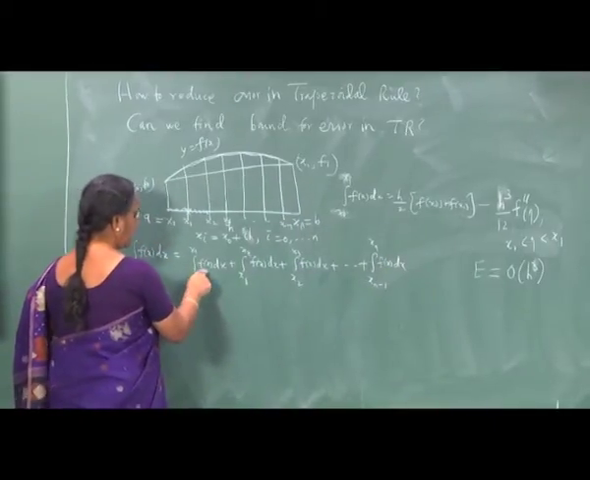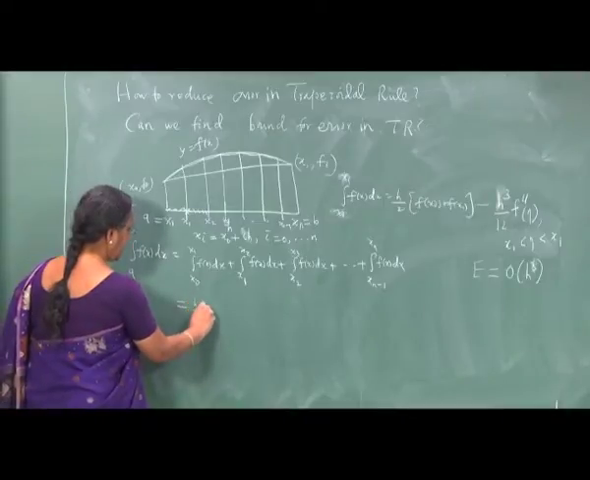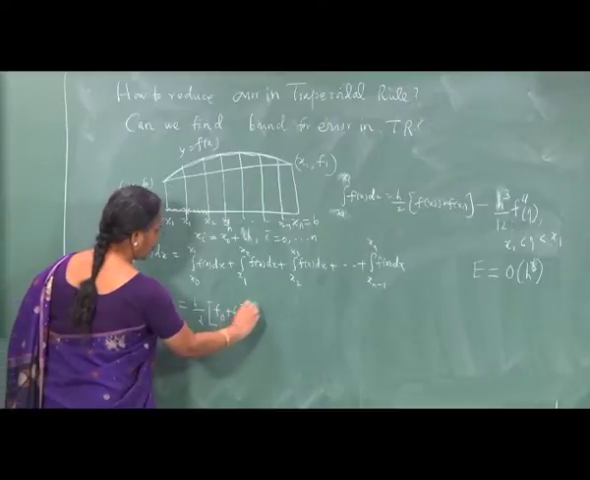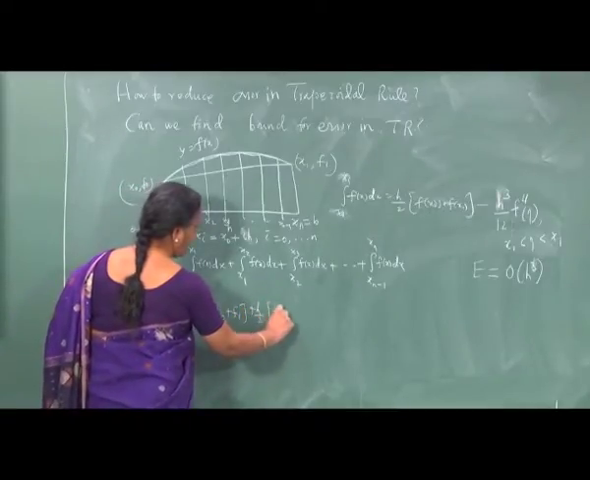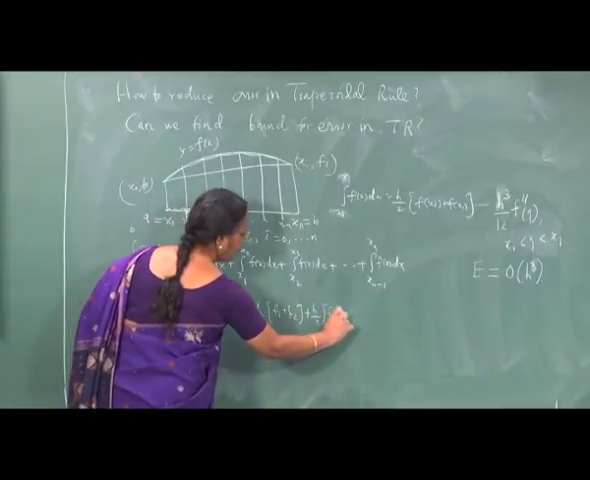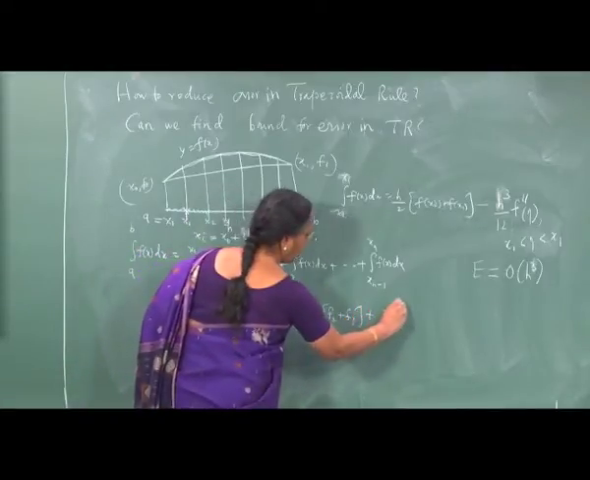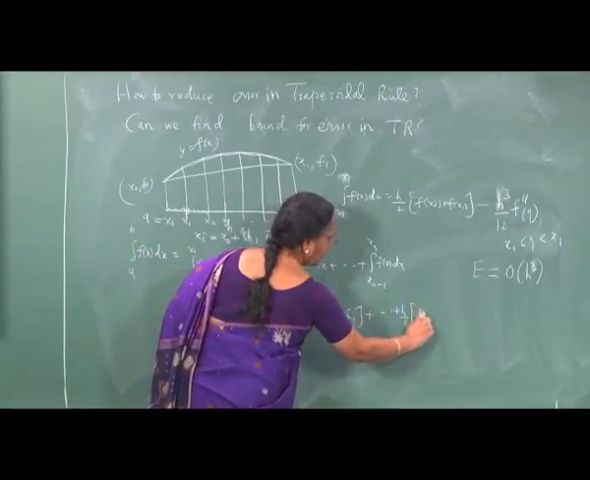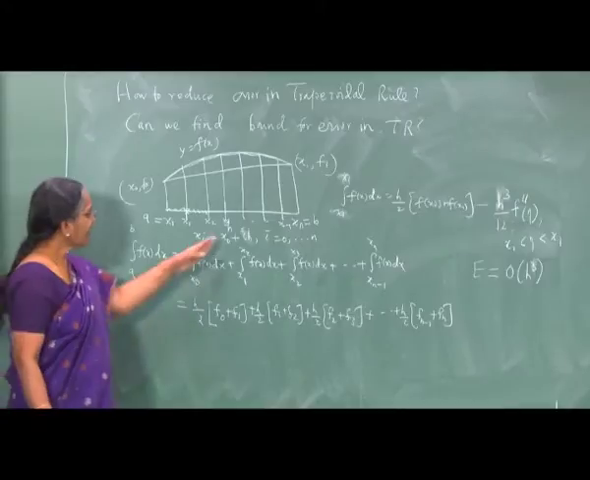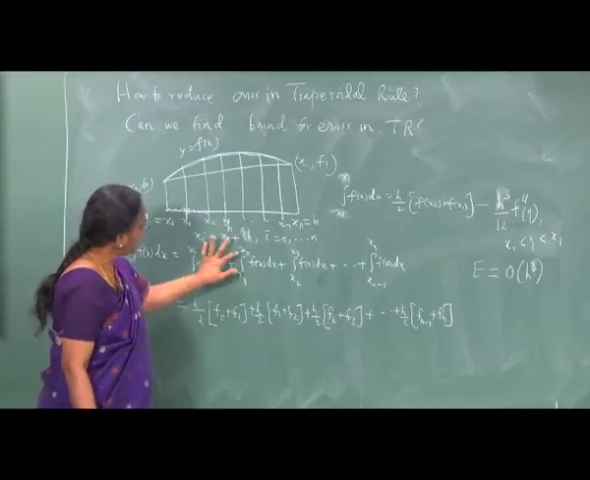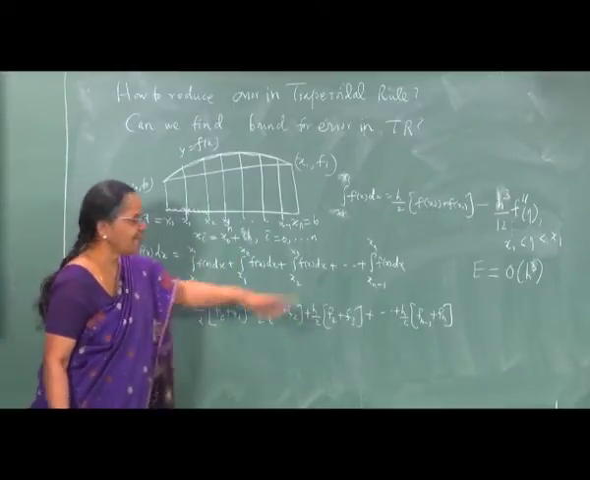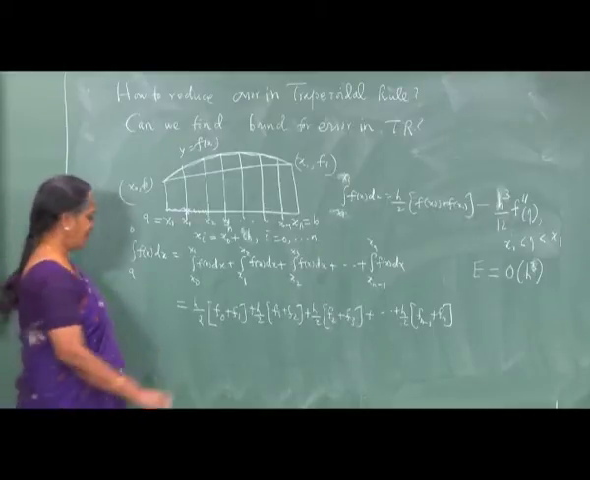So, when I apply the trapezoidal rule, it will be h by 2 into f at x naught plus f at x 1, plus h by 2 into f at x 1 plus f at x 2, plus h by 2 into f at x 2 plus f at x 3, and so on, plus h by 2 into f at x n minus 1 plus f at x n. Because I have equally spaced points, the distance between any two points, namely the upper and the lower limit, will be h. So, I have used the trapezoidal rule in each of these subintervals.